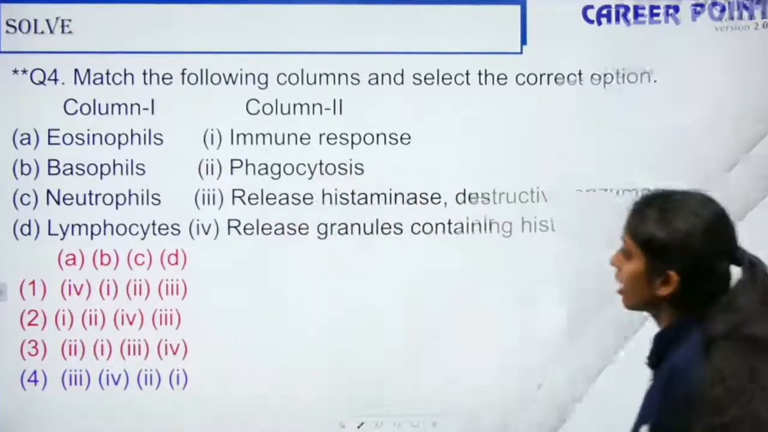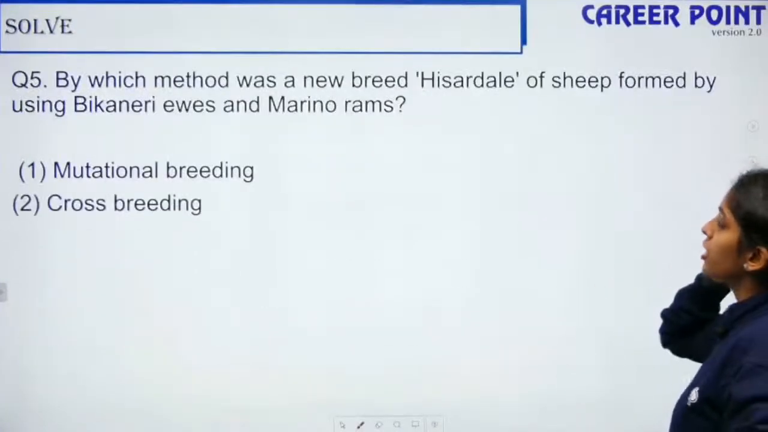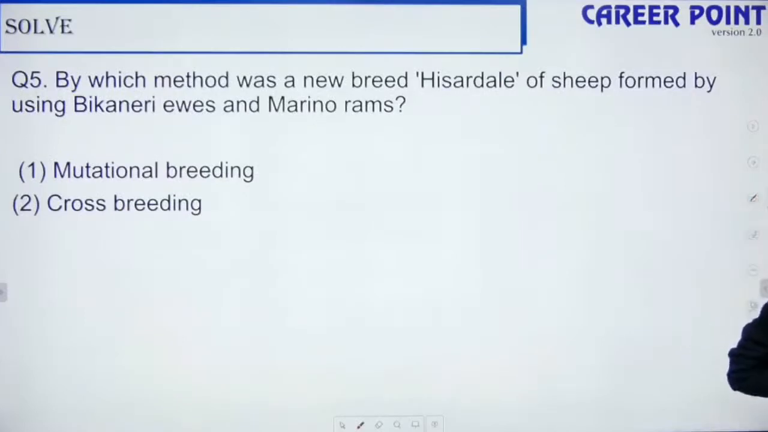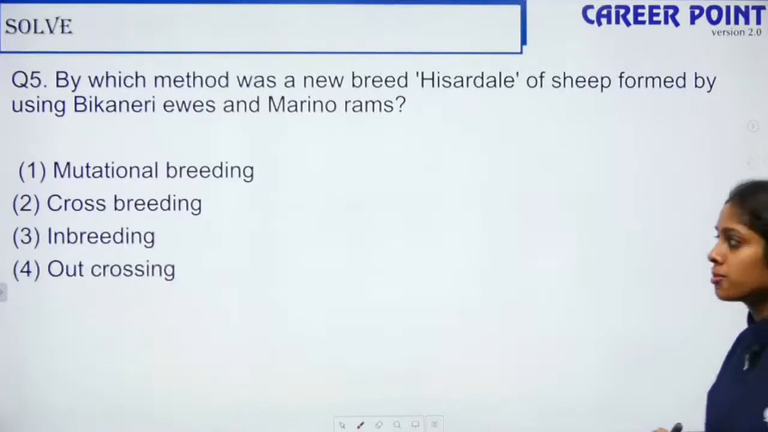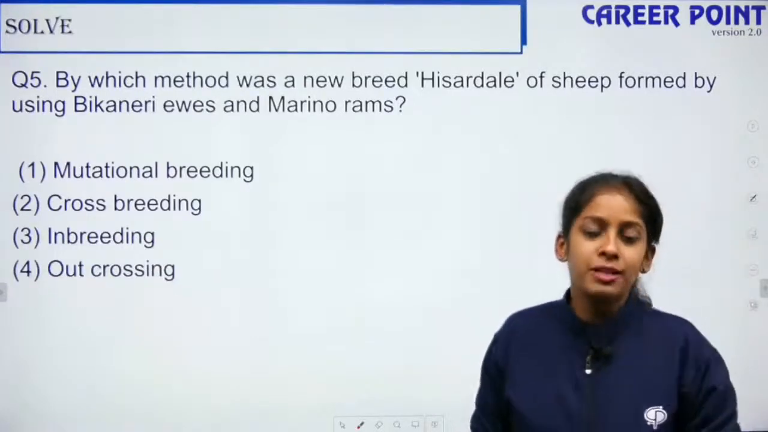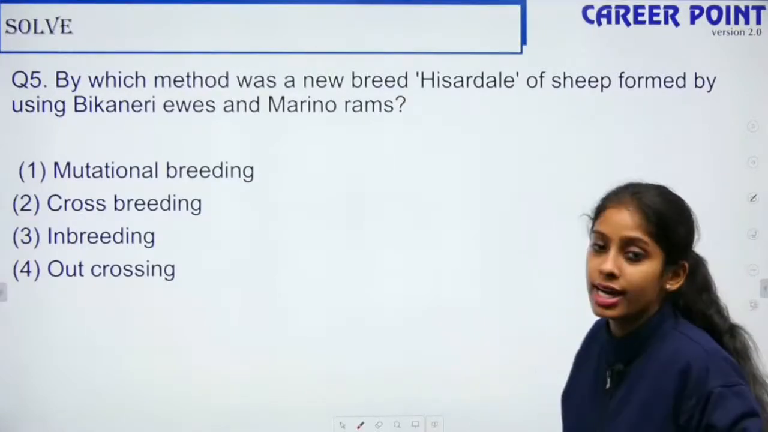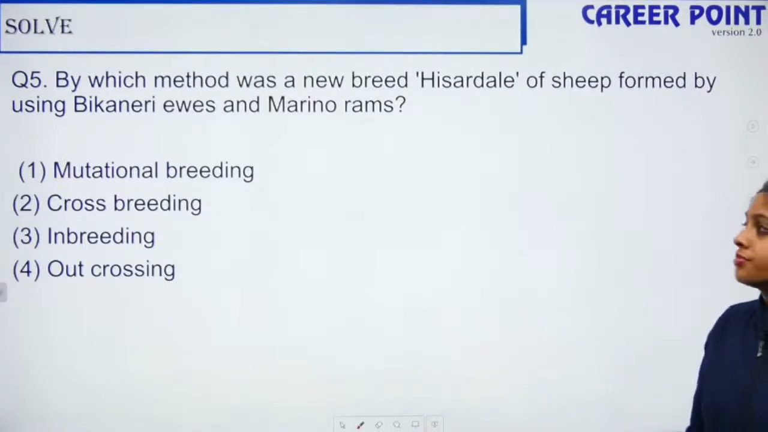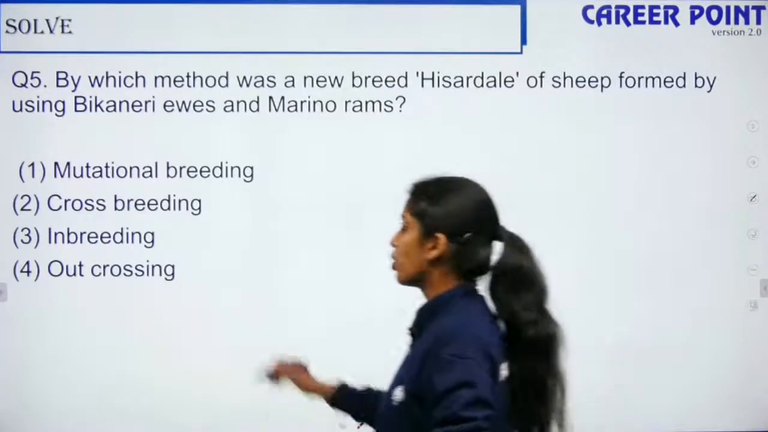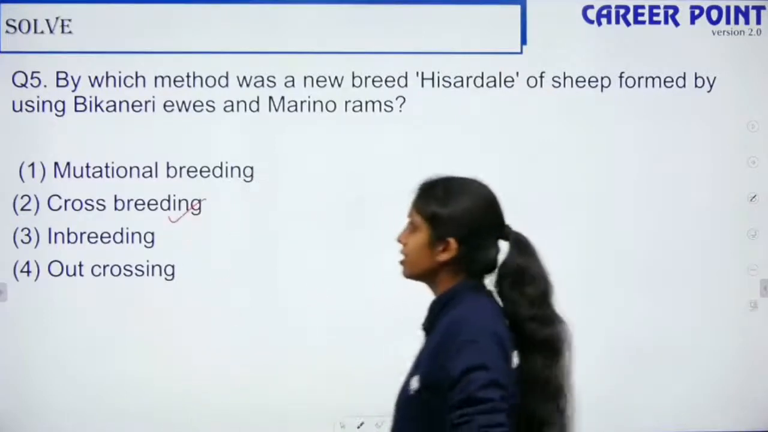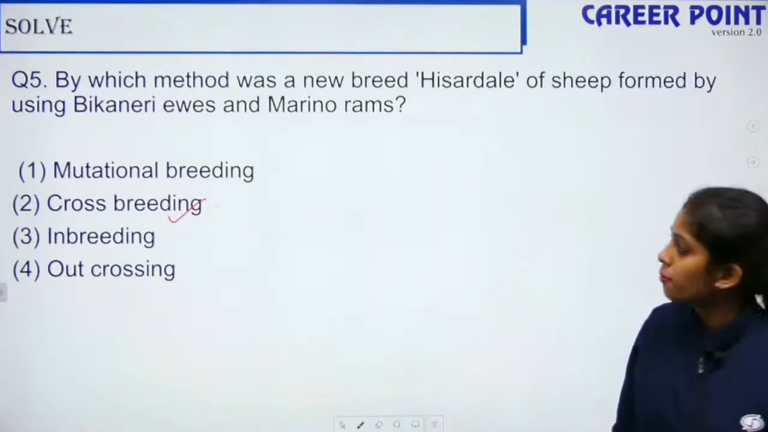Yes, fine. So question 5: by which method was a new breed Hisserdale of sheep formed using Bikaner ewes and Merino rams produced? Mutational breeding, crossbreeding, inbreeding, outbreeding. Yes, what is the answer here? So crossbreeding, okay. This question is from strategies for enhanced food production.